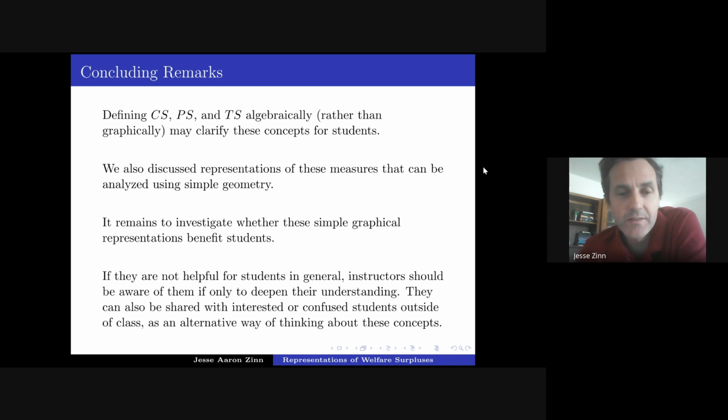They can also be shared with students who are interested, just asking more about this, or maybe confused students who really want to know why that area. I think showing them these things might help them understand these concepts more. So it might be good outside of class, like during office hours or after class, as an alternative method of thinking about these concepts. It's always better to have multiple approaches to something than just one, because you can probably reach more students that way.